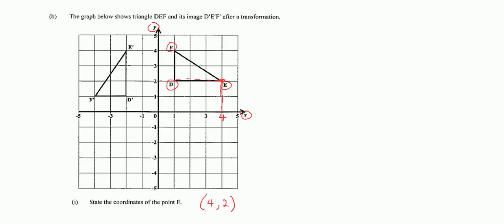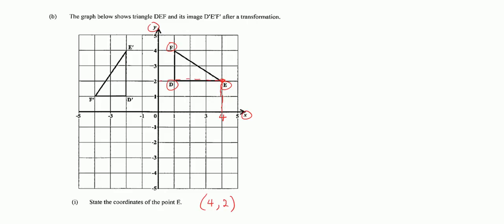DEF and its image, we know it's not a reflection because the orientation of the triangle has changed. It's not an enlargement because the triangle looks like the size has not changed. So it's not a translation, right? Because the triangle should have the same orientation if it's a translation. So just by looking at it, we can see that it could be a rotation, right?